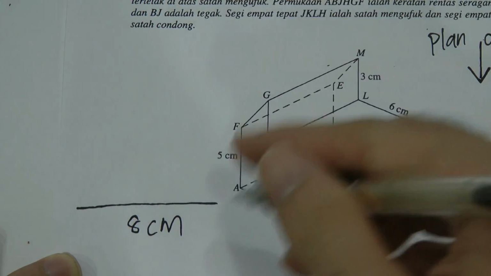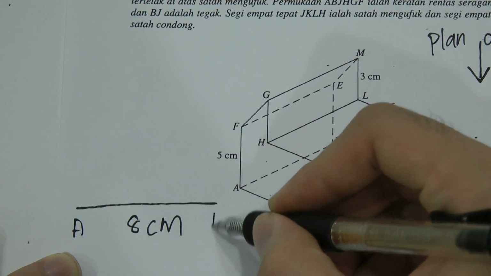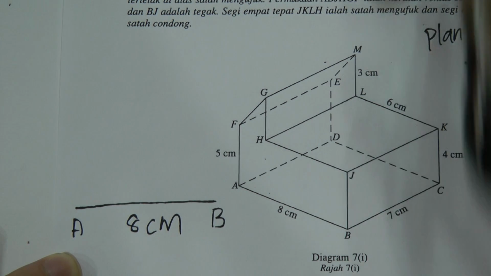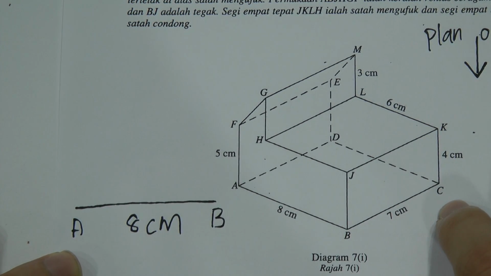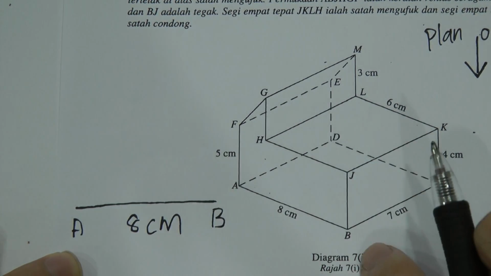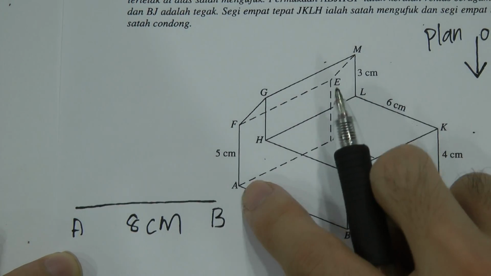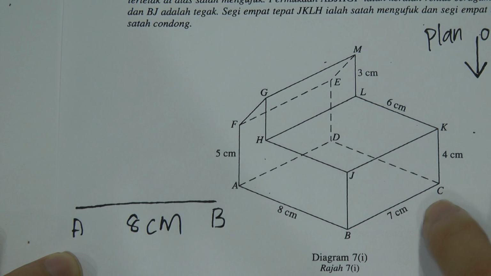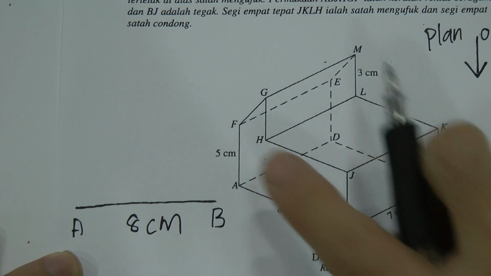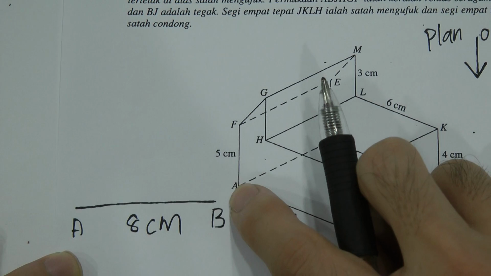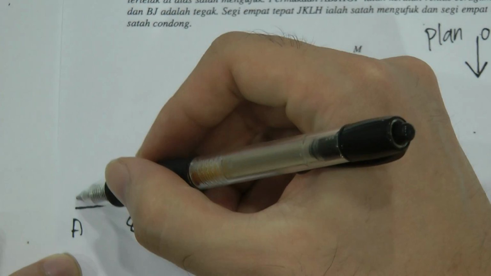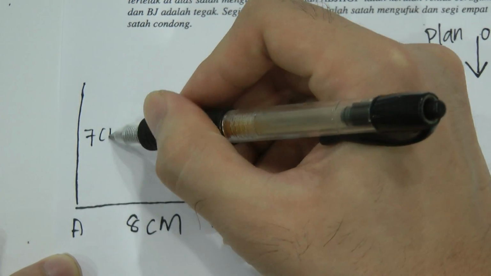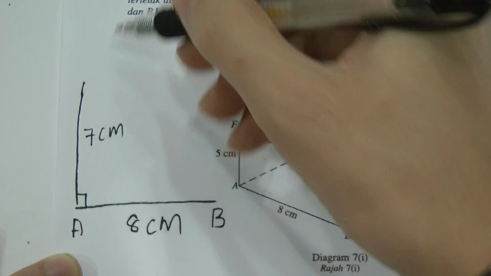Okay, looking from the top, this is A, this is B. Now I want to draw this one first, the biggest one when I look from the top. AB is 8 centimeter. After I draw this line, I have to draw AD. AD is 7 centimeter, and A and D connect at A. So at A here, I draw 90 degrees, go up 7 centimeter. Make sure it's 90 degrees.